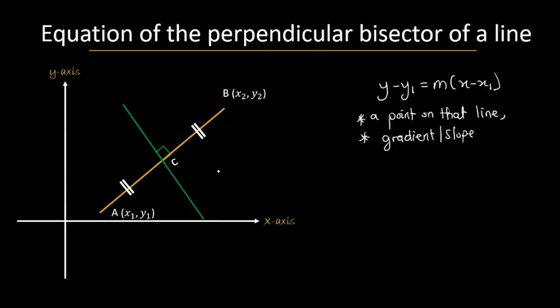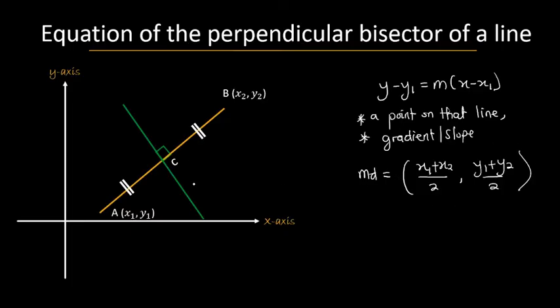So the first thing we do is to find the midpoint of the line AB. To find the midpoint, we know midpoint is equal to x1 plus x2 over 2, comma y1 plus y2 over 2. So this will give us our midpoint.